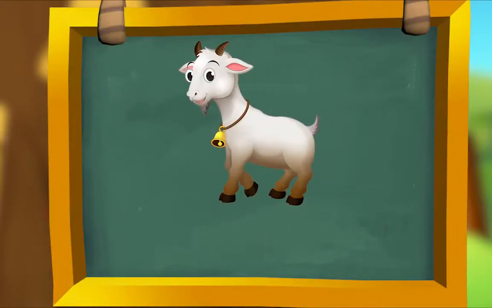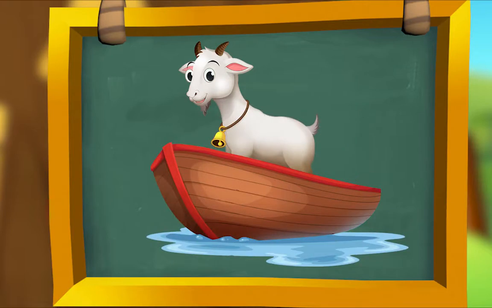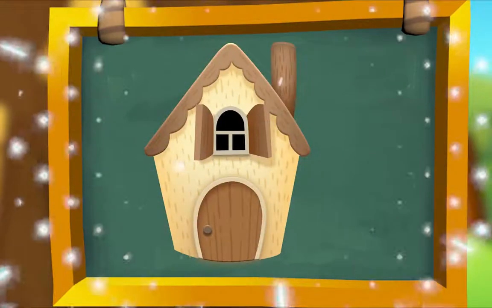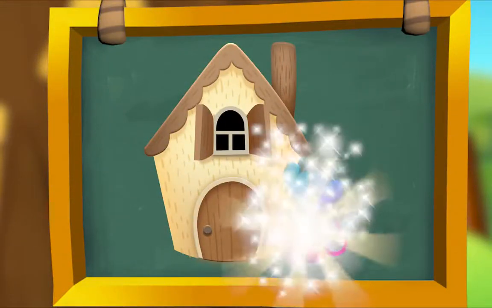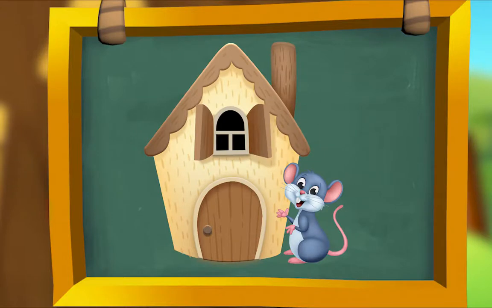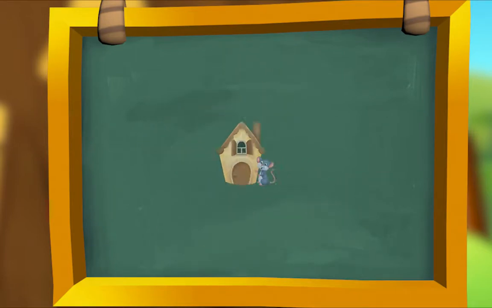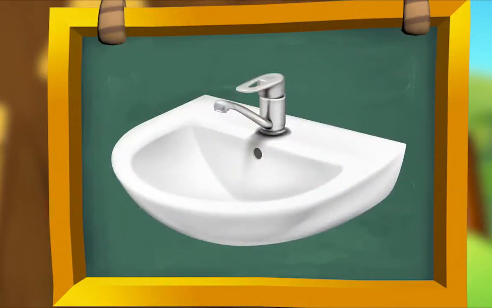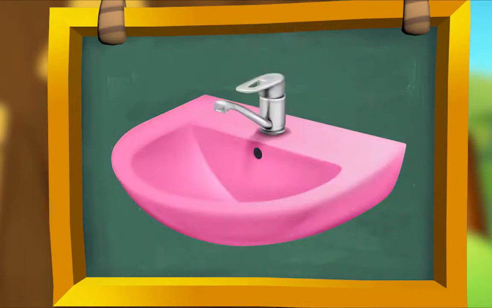This is a goat standing in a boat. That's so silly. Goat, boat. They rhyme. Here's a house that's a home for a mouse. House, mouse. They rhyme. Look at this sink. It's the color pink. Sink, pink. They rhyme. You're good at this.